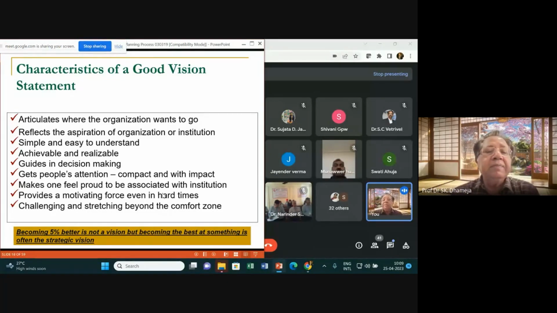It articulates where the organization wants to go. It reflects the aspirations of the organization or the institution. It should be simple and easy to understand. When I go to a lot of engineering colleges, in my MBA and in the NAC also, if you see the vision statement, it is very complex. It is sometimes 3, 4, 5 lines. They have put everything under that vision statement. It's like a mixed vegetable. Put everything inside, which nobody can remember. It's very difficult to understand.